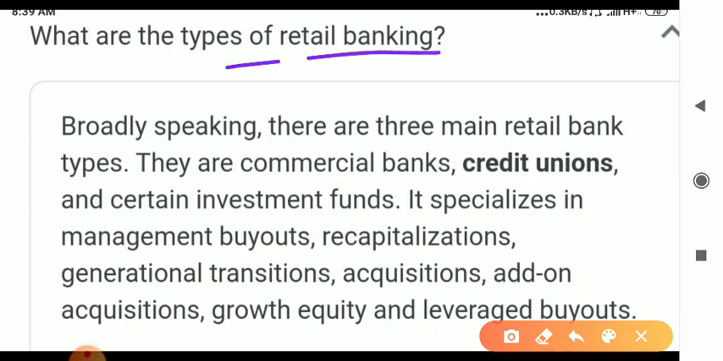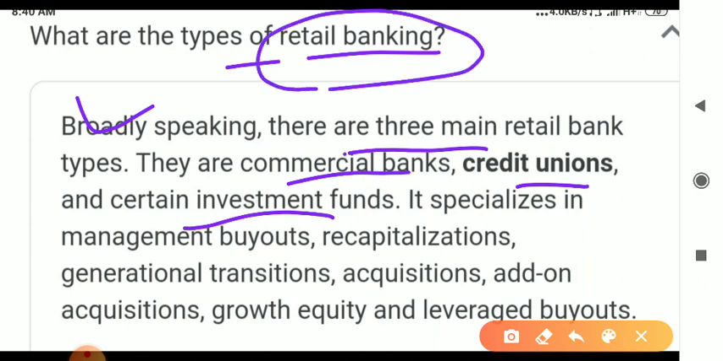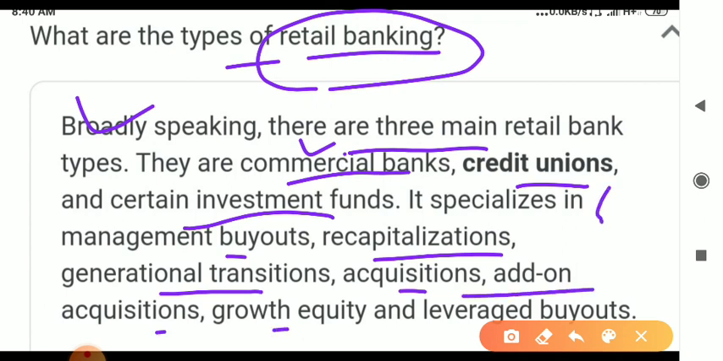So what are the types of retail banking? If we talk about the types, normally there are three types. There are commercial banks, credit unions and certain investment funds. So these are the main retail bank types, those having retail banking facilities: credit unions, certain investment funds and commercial banks. It specializes in management buyouts, recapitalizations, general transitions, acquisitions, add-on acquisitions, growth equity and leveraged buyouts. So these are some specialities of these banks.